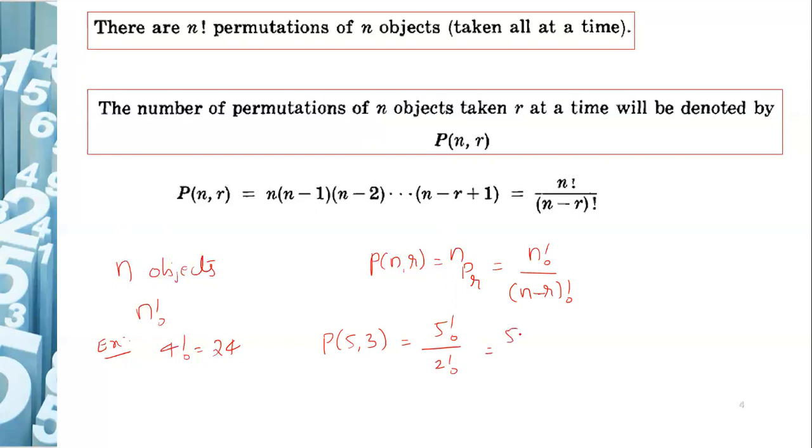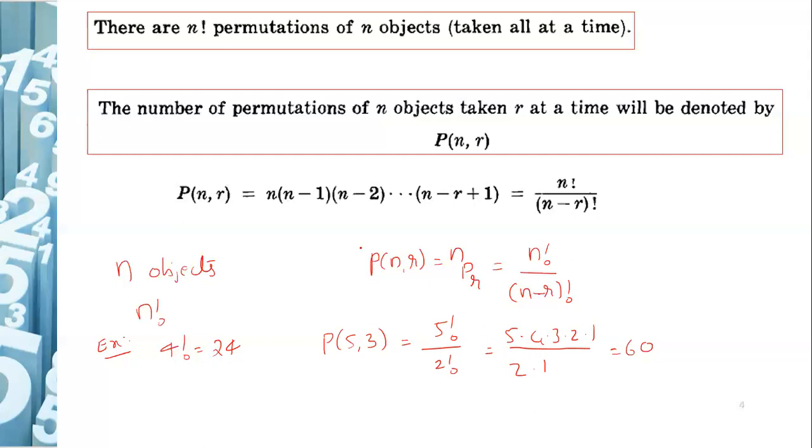So this is 5, right? 4, 3, 2, 1. Okay, this is 2 into 1. So after simplification, this is going to be 60. So 60 ways are there where 3 students out of 5 can sit in that place. So this is the meaning.